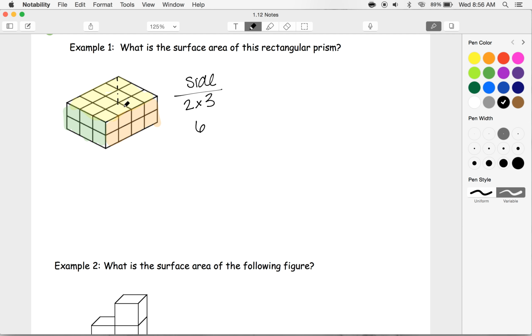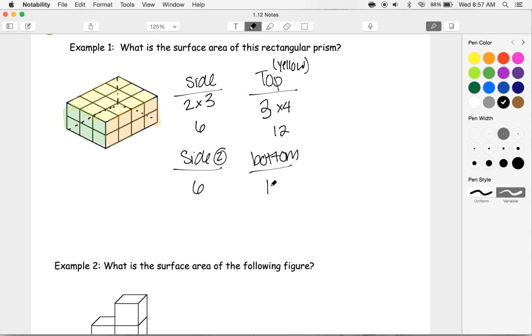Now the thing I have to think about is that on the other side I have a shape right here that's the same thing. So I'm going to say side 2 also has an area of 6. Okay, let's talk about the top now. That's going to be my yellow piece. And I can see that it's 3 by 4. It's a rectangle, so I'm going to do 3 times 4, which gives me 12. Now, this shape is also going to have a bottom. So this is telling me that my bottom is also 12 square units.